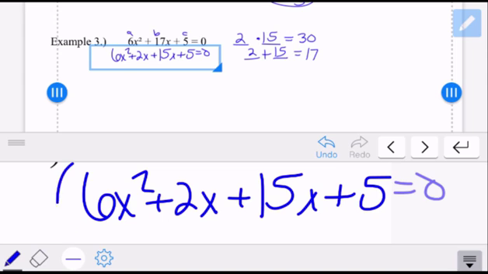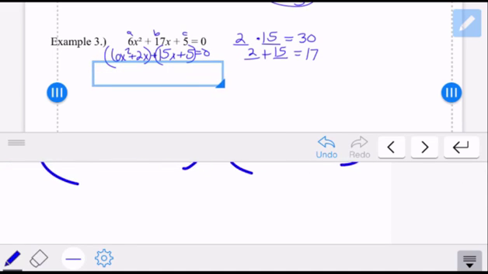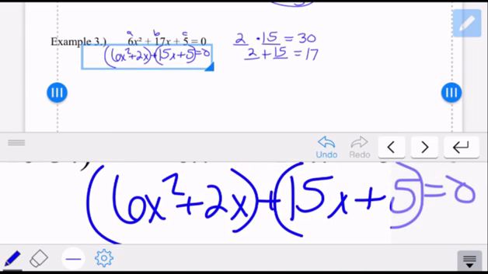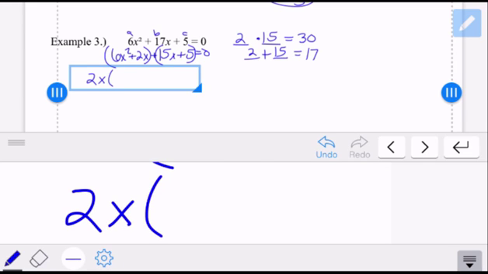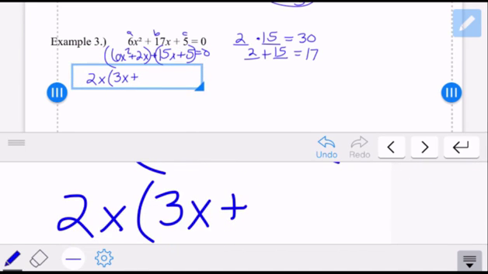And we have to group. So we group our first two and the last two together, and we need to take out a GCF of each piece. So what can we take out of 6x squared plus 2x? They both have an x, and the 6 and the 2 are both divisible by 2, so we can take out a 2x. That would leave us with 3x plus, well, 2x, take out a 2x, so we would only have a 1 left there.